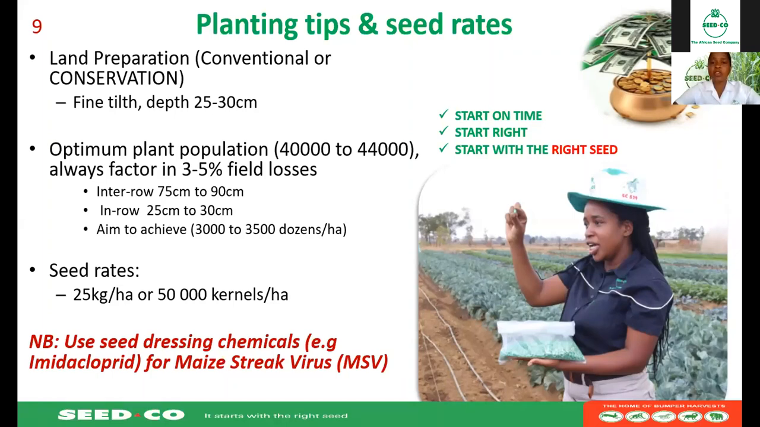But it's important for us to understand the time, the window we are growing our green mealies. It's a time when the incidence of maize streak is high. So we also recommend for you to use seed dressing chemicals like imidacloprid, giving the active ingredient name there. It might come in different trade names, and you can engage agrochemical specialists for other options of seed treatment that are available on the market. So the important thing is to start on time, start right, and start with the right seed.